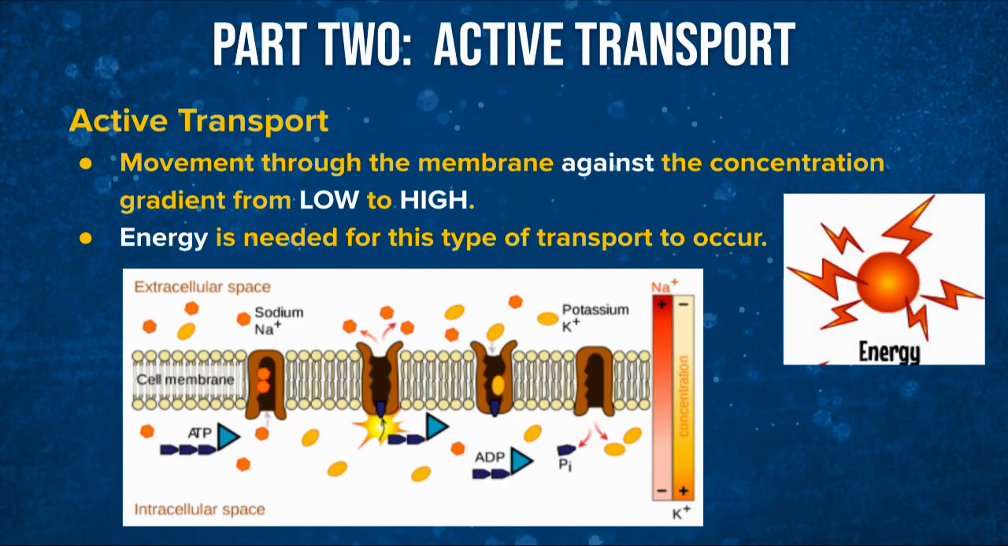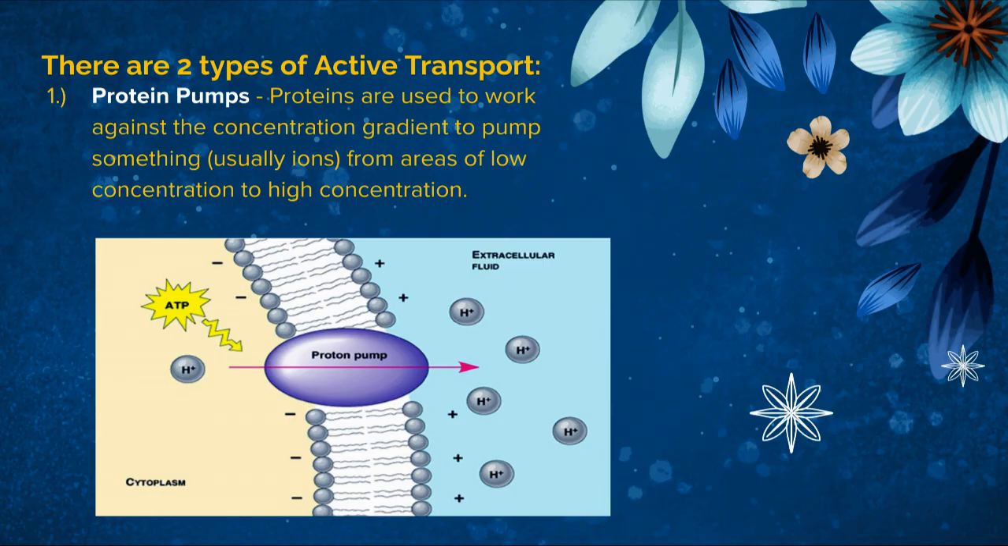In order to do this, they have to move against the natural flow. So naturally, particles want to go from high to low. All right. But in active transport, they are moving in reverse. They're going from low to high, and this is going to require some energy.